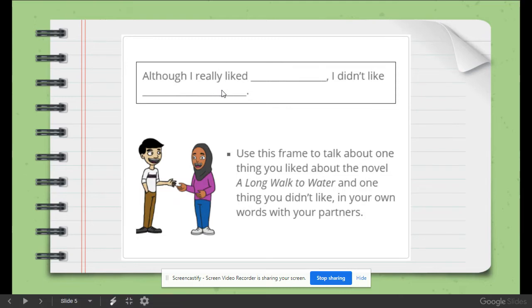So let's take a look at this sentence frame. Although I really liked blank, I didn't like blank. So look at the structure of the sentence. First, it's going to point out a similarity, but then it's also going to point out a difference. So try this sentence frame to talk about one thing you liked about the novel and one thing you didn't like. Although I really liked Salva's journey, I didn't like that his uncle died. Something like that. But you can't use what I said. You have to have your own.